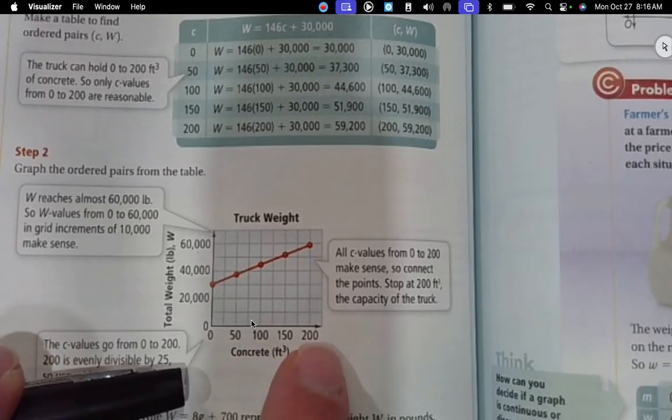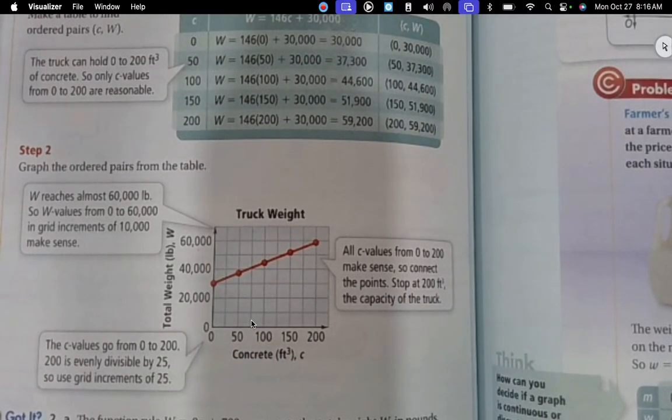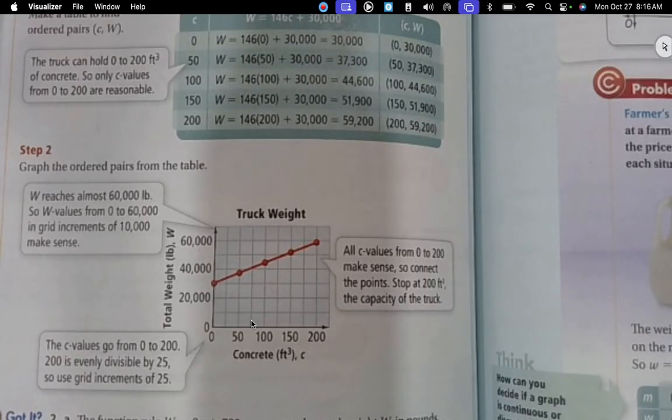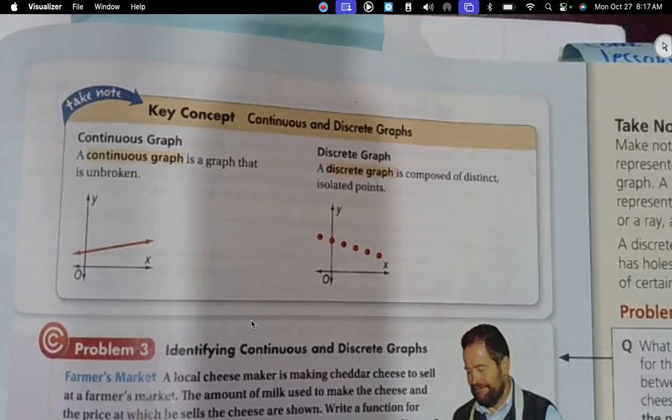These numbers go from 0 to 200. And you just plot your points. Is everybody okay with that? Okay, that's it. That's all there is to that one. It's the same thing. It's just a word problem. Okay. Questions? No? We're good? The next thing talks about a continuous function or a discrete. So continuous graph or discrete graph.